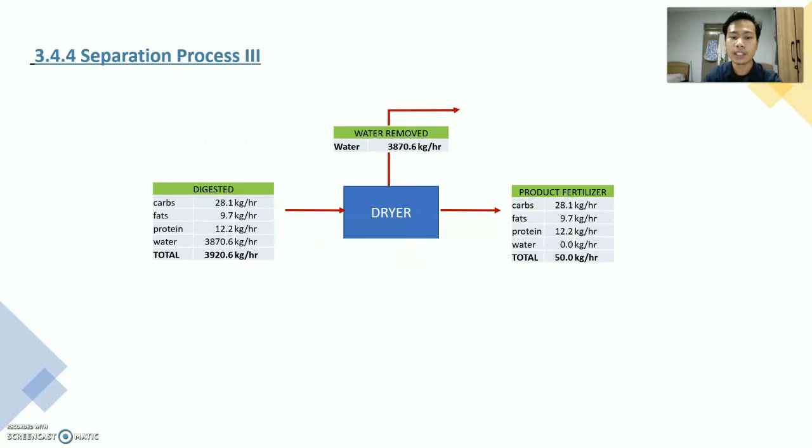Okay, lastly, the digestate from the second anaerobic reactor was fed into the dryer to remove a total of 95% of water and produce a total of 50 kg per hour of biofertilizer. So that's all for our process flow sheeting.